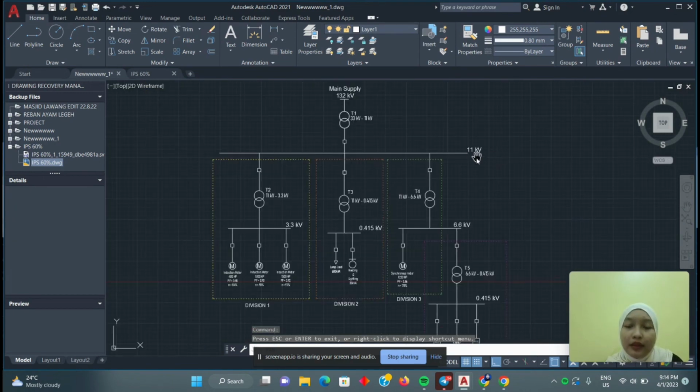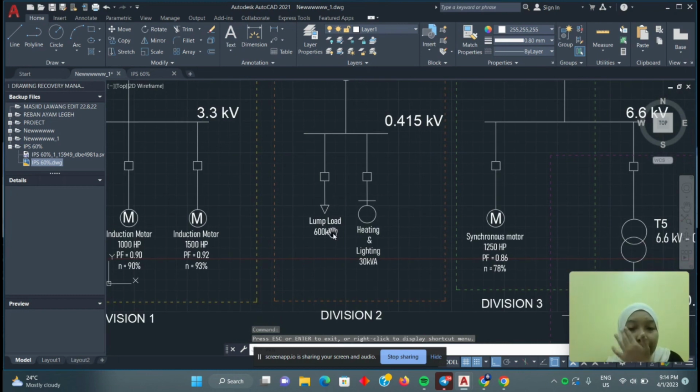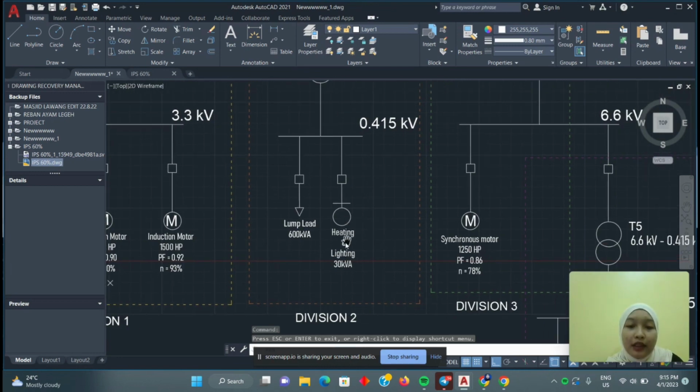Next, the 11 kV bus bar will go to division 2. First, it will go through the circuit breaker, and then through transformer 3, which will step down the voltage from 11 kV to 0.415 kV. And then here we have load 1, which is a lump load at 100 kVA, and then here we have the heating and lighting at 30 kVA.